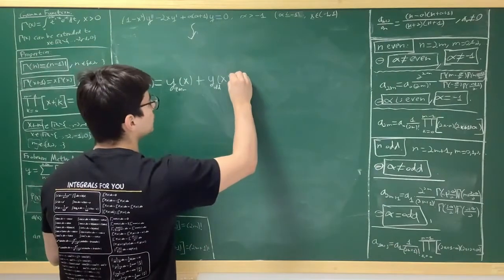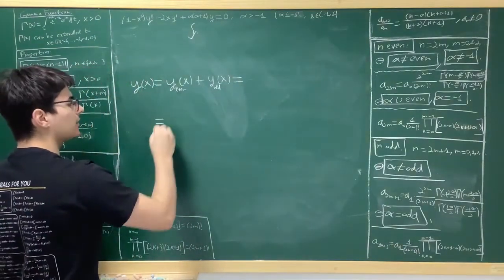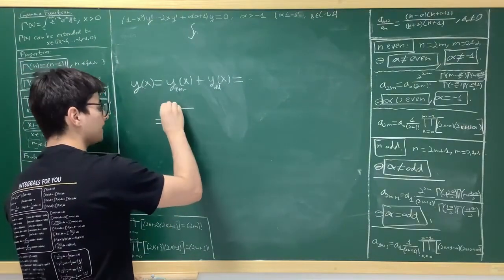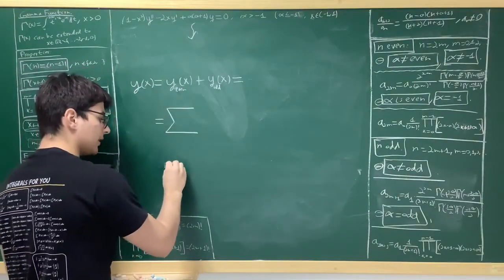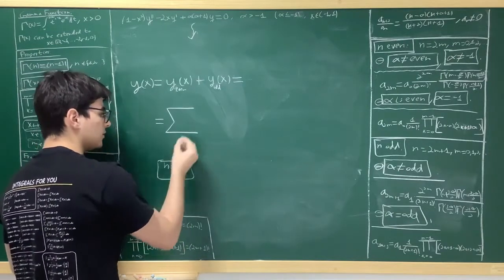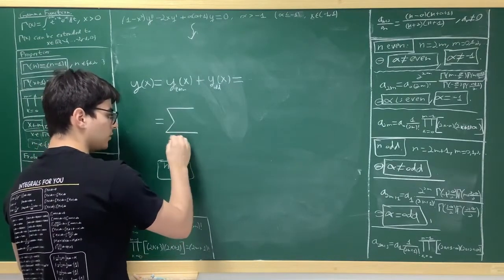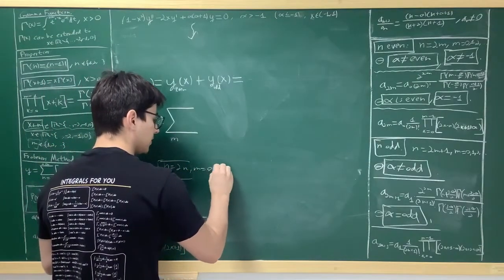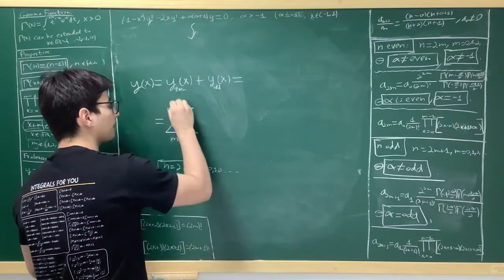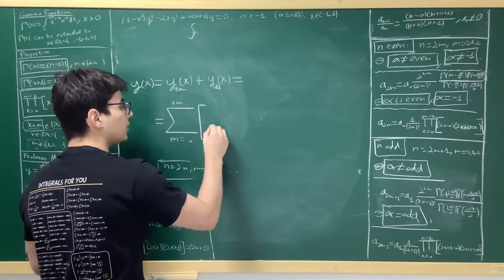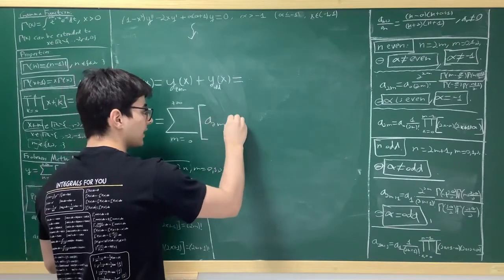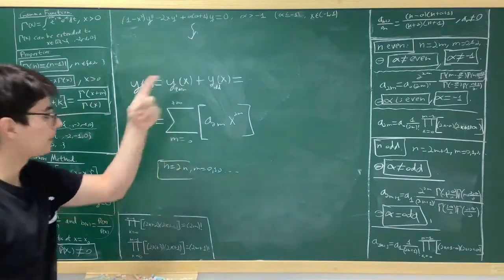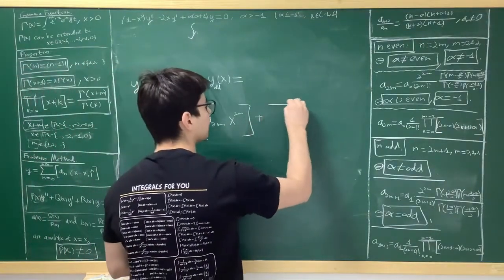So, let's just say that the even part is given by this. Remember that if n is even, n equals 2m. So instead of n, we will write m, where m equals 0, 1, 2, and so on. So here we're writing a_2m x to the 2m. And this would be our even solution plus the odd part of our solution.